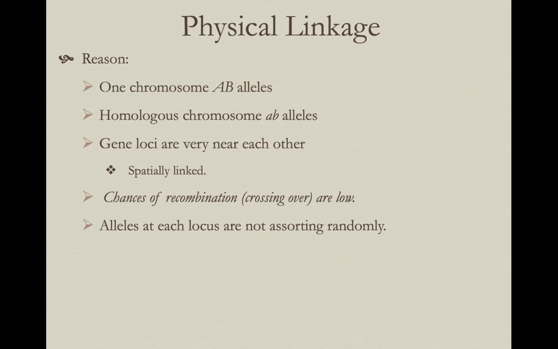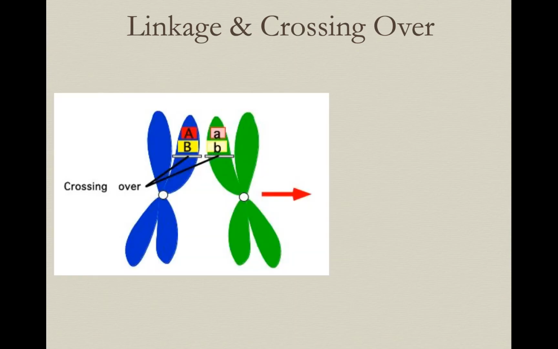This is recombination or crossing over. But the alleles at each of the loci that we're talking about here are not likely to be involved in crossing over, and so they're not assorting randomly. Here's a graphic representation of what I'm talking about.